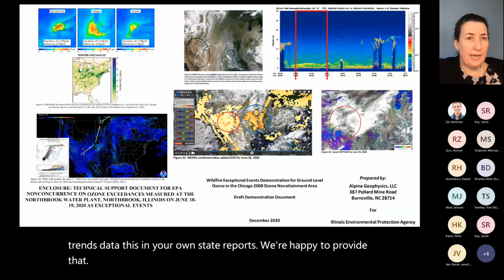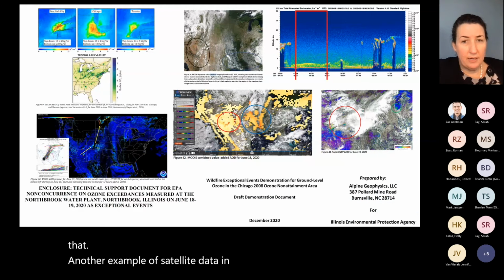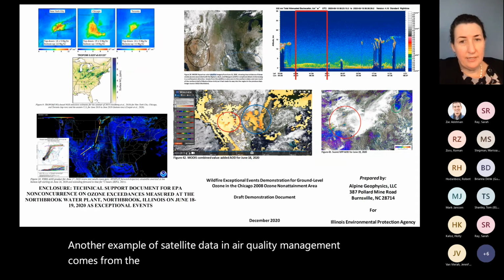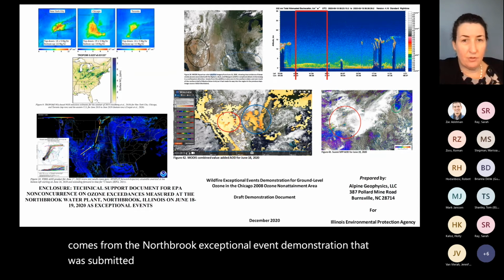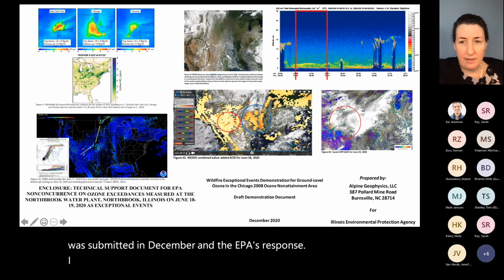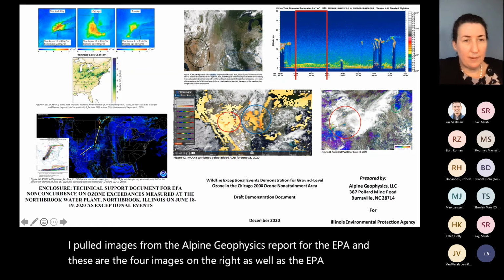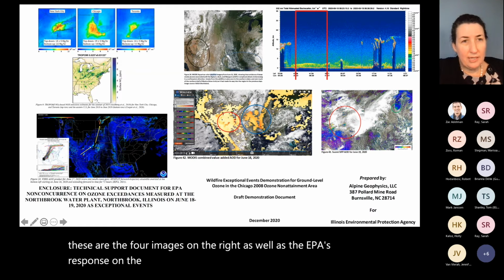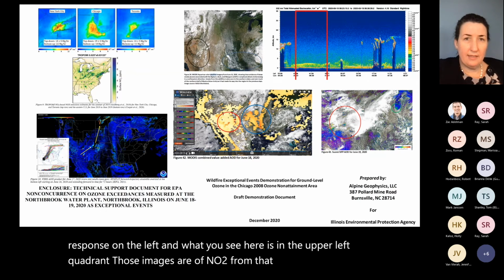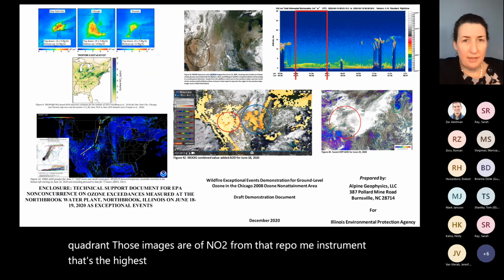Another example of satellite data in air quality management comes from the Northbrook Exceptional Event Demonstration that was submitted in December and the EPA's response. I pulled images from the Alpine Geophysics report for the IEPA, and these are the 4 images on the right, as well as the EPA's response on the left. In the upper left quadrant, those images are of NO2 from the TROPOMI instrument. That's the highest resolution NO2 instrument that I mentioned.